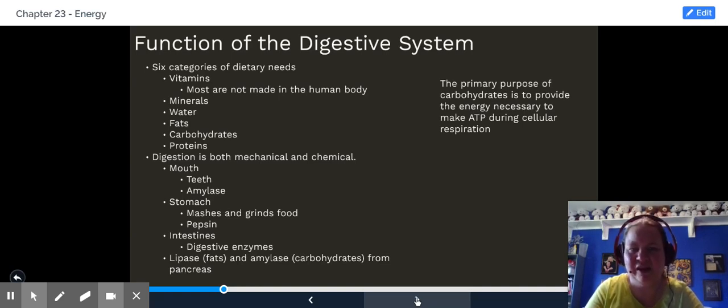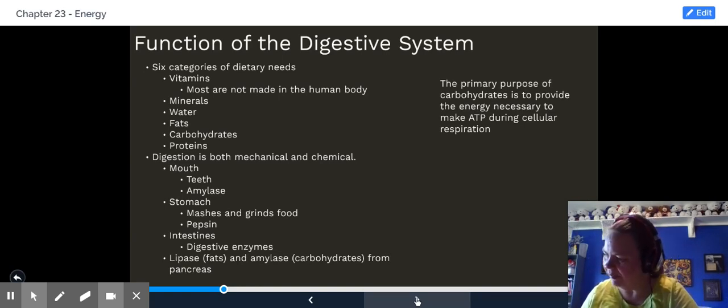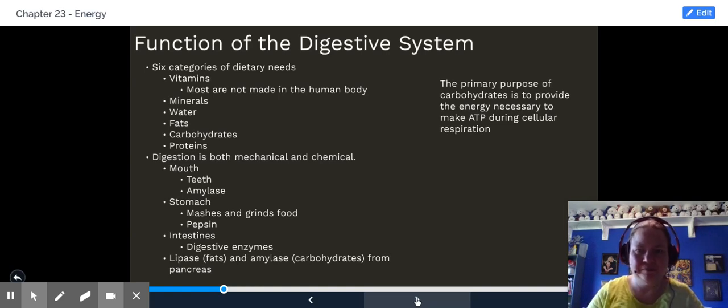Digestion is both mechanical and chemical. Mechanical as in you chew and stuff like that. So your teeth are going to grind your food. Amylase, which is in your saliva, breaks down your starches. Okay. The stomach mashes and grinds your food, while pepsin released in the stomach will split the proteins into smaller amino acids. The intestines release amylase and lipase. Okay, so the amylase will digest the carbohydrates, and lipase will digest the fats.